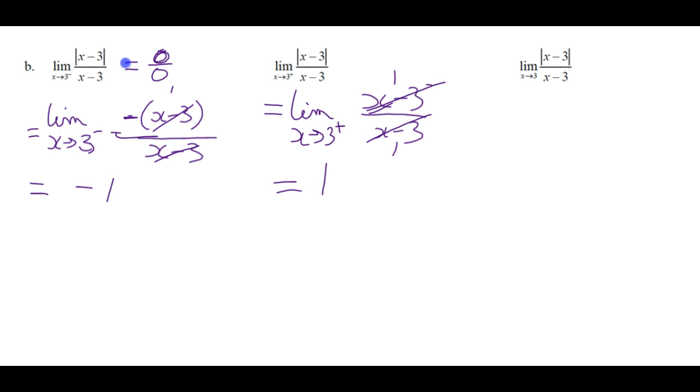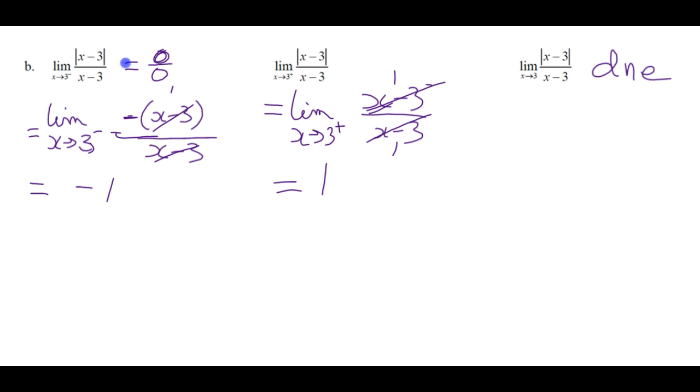Right? Okay, makes sense. So what's the limit as x approaches 3 of the absolute value of x minus 3 over x minus 3? That one does not exist, right? So the one-sided limits exist. They're both 1, but this does not exist, right? Because we have a negative 1 and a 1.